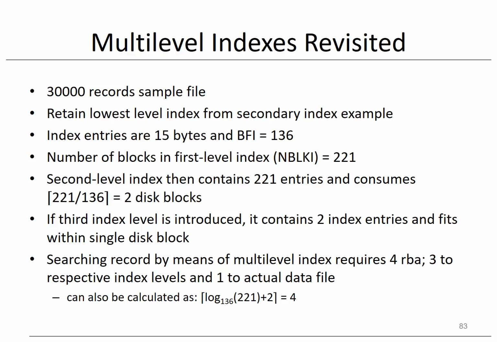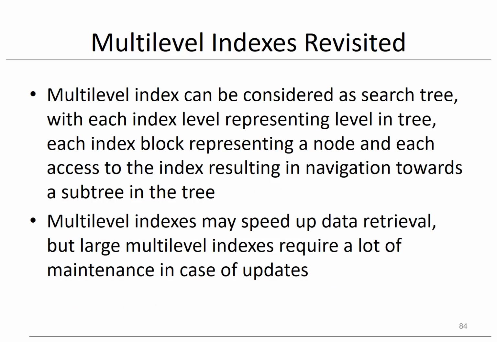In practice, it would probably be more efficient to use only a second level index and first level index, with the second level index maintained and searched in internal memory. A multi-level index can be considered as a so-called search tree, with each index level representing a level in the tree, each index block representing a node, and each access to the index resulting in navigation towards a subtree in the tree, hence reducing the search interval.